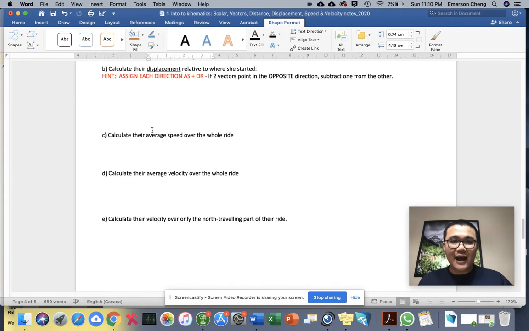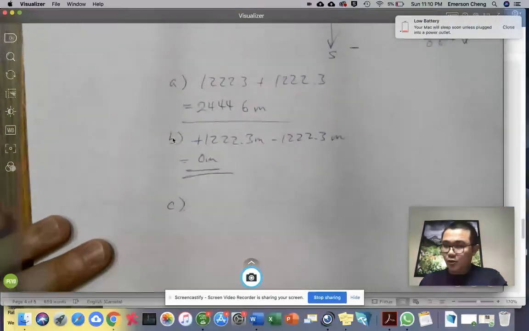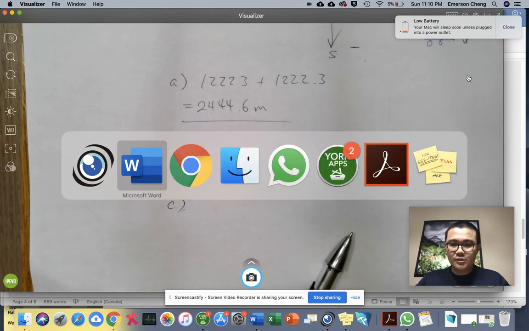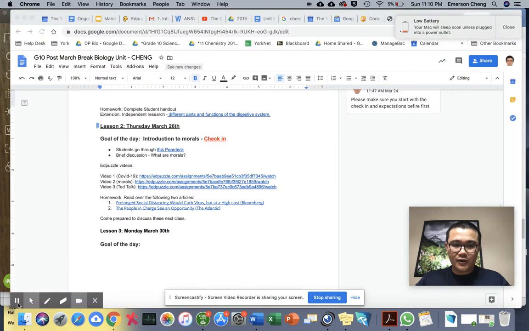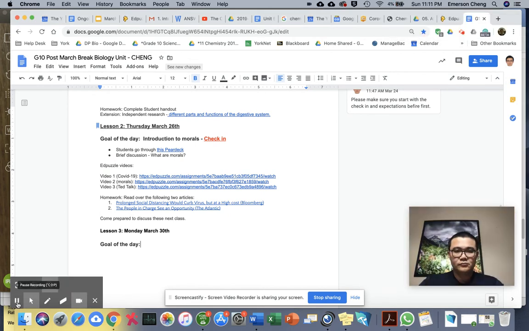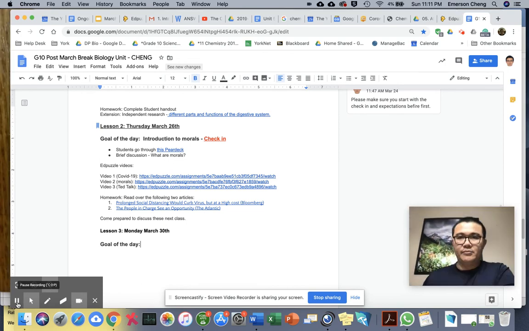Next, calculate the average speed over the whole ride. Oh, I will have to pause for a second and power up, plug in the laptop. Okay, I'm back. Plugged in the laptop. Hopefully, the laptop still doesn't die on me.